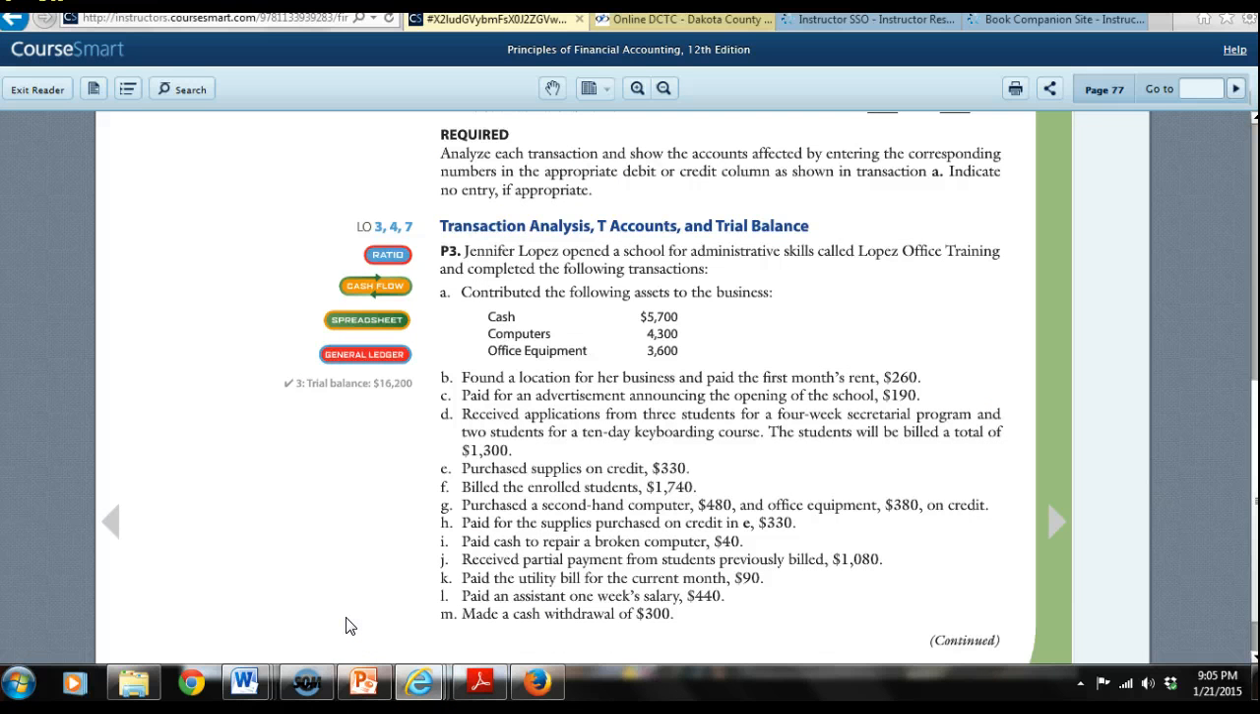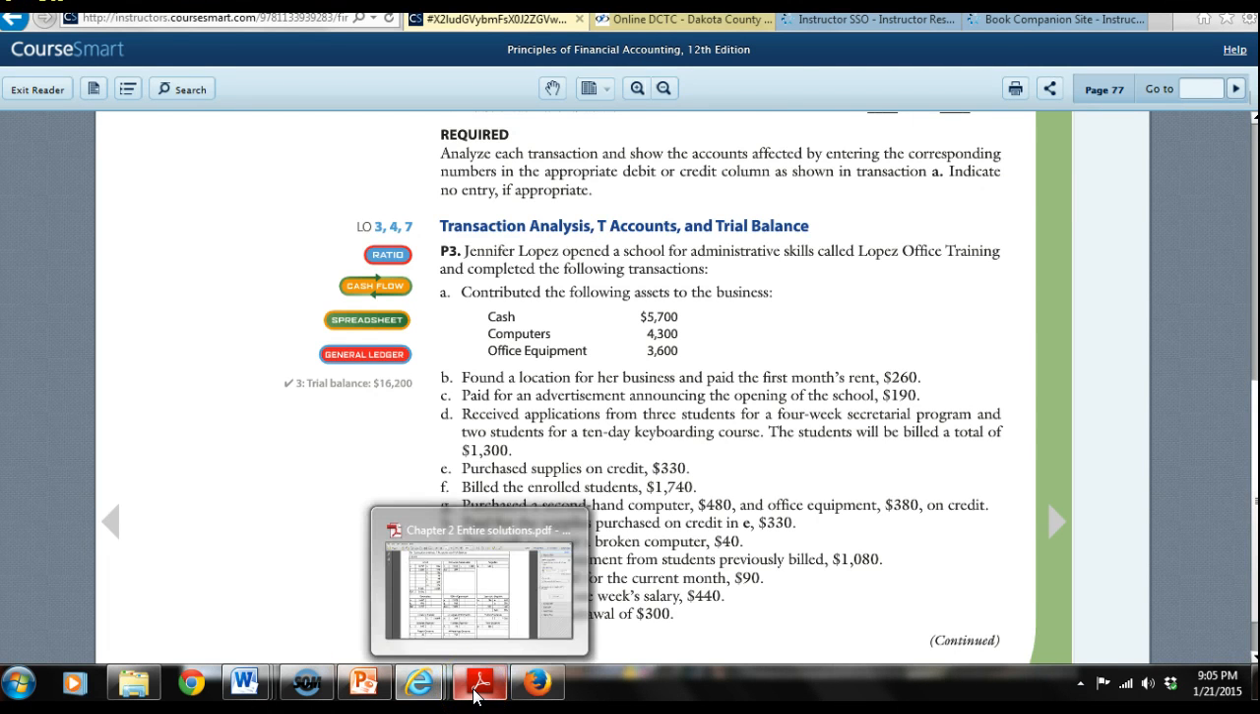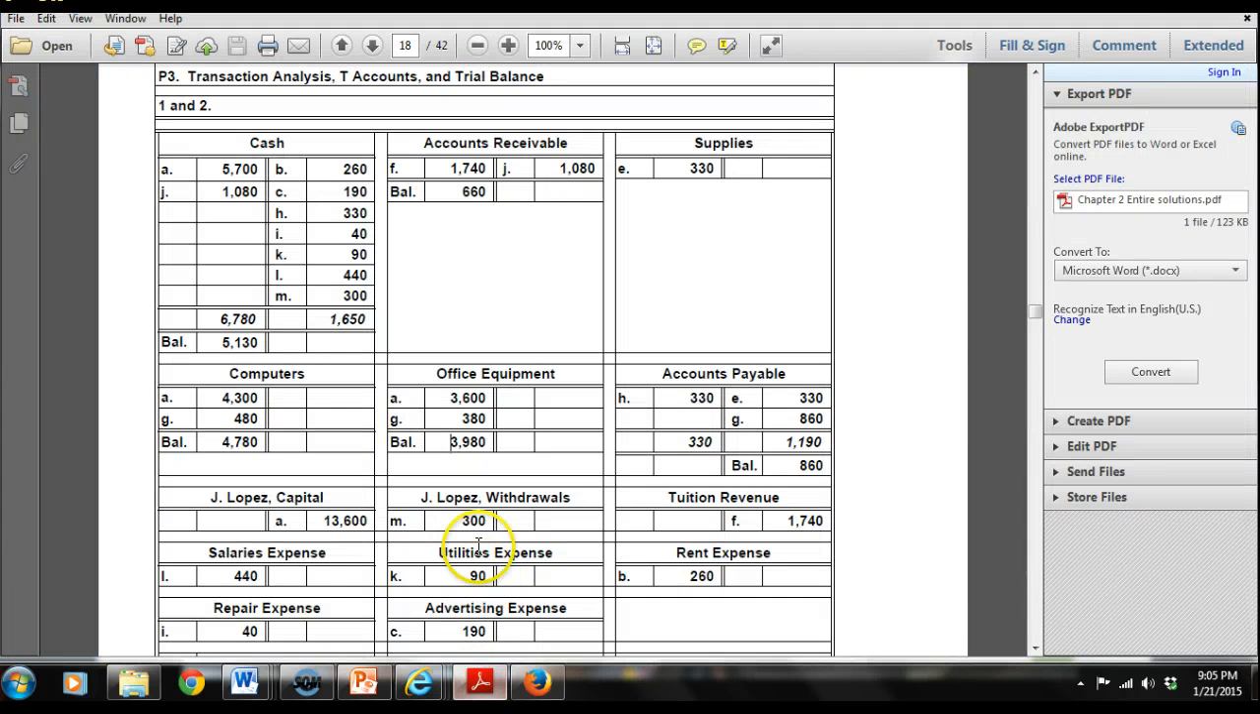Utility bill. Paid the utility bill for the current month of $90. What are we going to do there? You debit your utilities and credit your cash. There you go. Debit utility expense, credit your cash. Excellent.